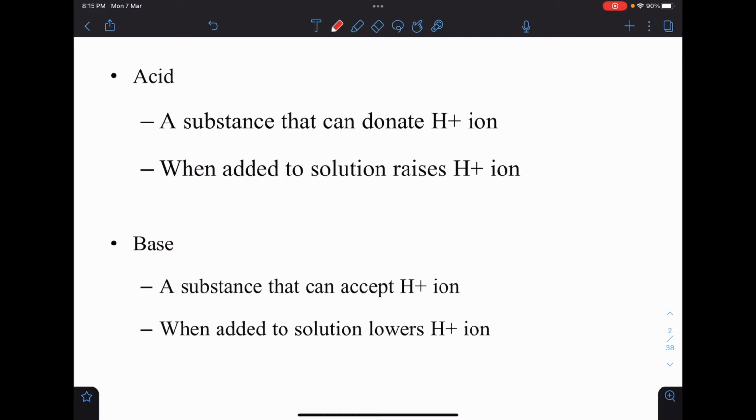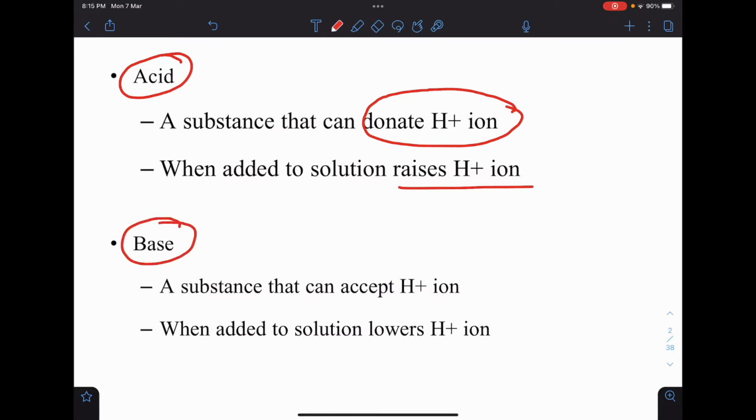Acid. What is an acid? Acid is a substance that can donate H plus ion. I'm trying to describe it in very easy terminology. So acid, when added to solution, raises H plus ion. So basically, acid is something which increases the H plus ion concentration in the blood. What is base? Base is something which can accept H plus ion, and when added to solution, it lowers the H plus ion concentration. So base actually does exactly the opposite of an acid. So base lowers H plus ion concentration in blood, whereas acid raises H plus ion concentration in blood.